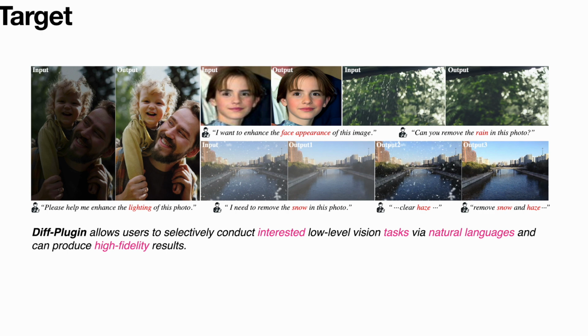We hope to build a new framework. It can perform any user-selected low-level task by using a flexible language description as guidance. For example, in this figure, we show that with task-specific wording in the text prompt, our Diff-Plugin can handle multiple single tasks, such as low-light enhancement, face restoration, desnowing, deraining, dehazing and multitasking that jointly conducts desnowing and dehazing.